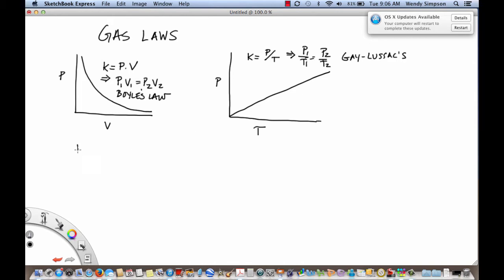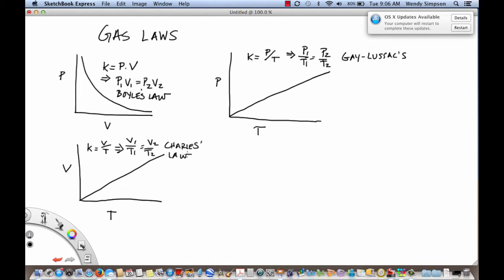In our third lab, we looked at volume and temperature relationships. Again, you derived a curve like this. We have a direct relationship between volume and temperature, and the constant K equals volume divided by temperature. And we can get Charles's law from this: V1 over T1 equals V2 over T2. Again, this is a direct relationship between volume and temperature.